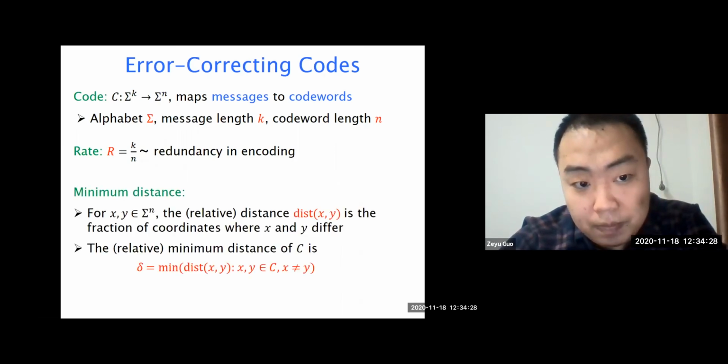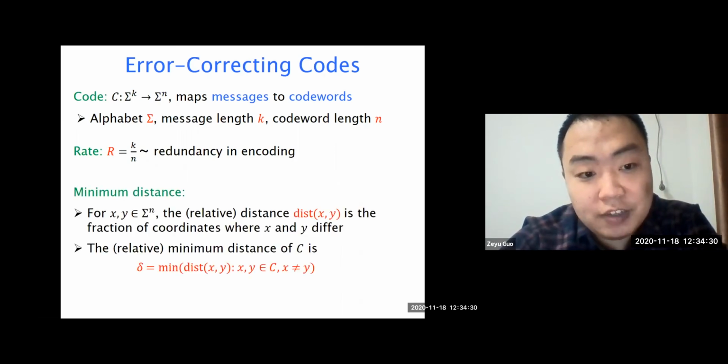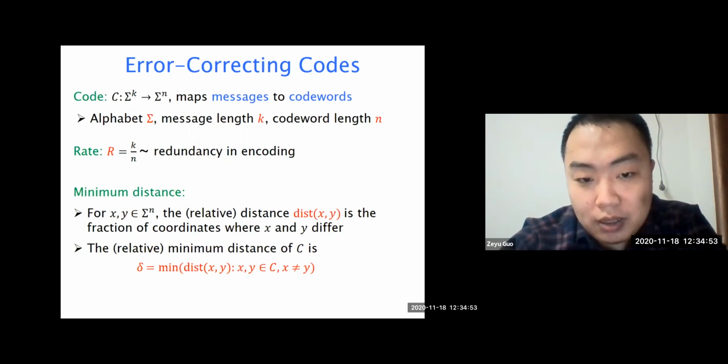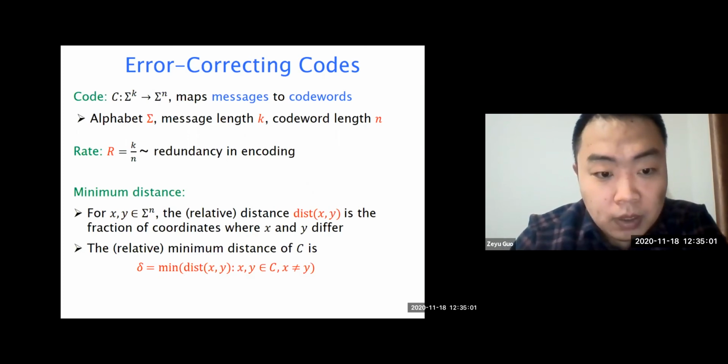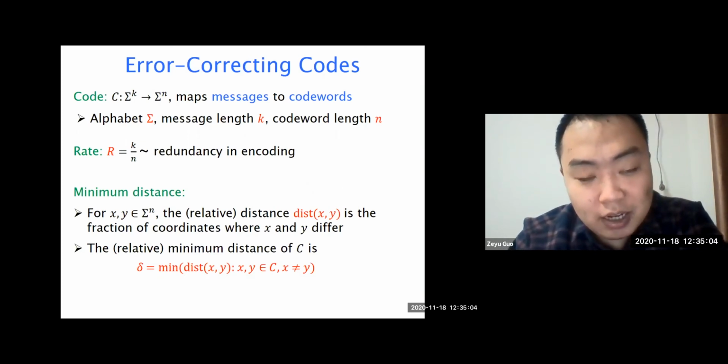Another important parameter is the minimum distance, defined as follows. For two vectors x and y, we define the relative distance to be the fraction of coordinates where x and y differ. So it's a number between 0 and 1. It's also called the relative Hamming distance. The relative minimum distance of the code C is defined to be the minimum of the distance between x and y, where x and y range over pairs of distinct code words from C. We call the minimum distance delta.